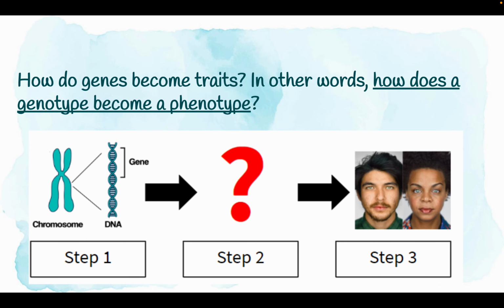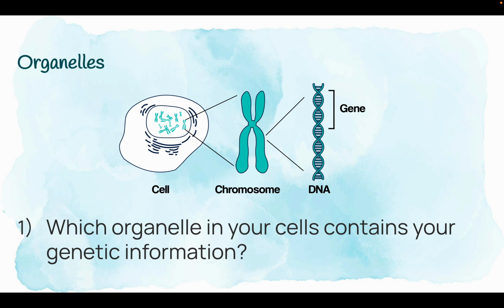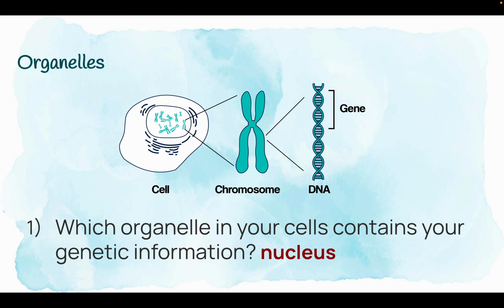So as a reminder, in step 1, we have learned about DNA and our genes. We've also learned about phenotypes and what we look like. And now we're going to talk more about how this occurs. So as a reminder, which organelle in your cell contains your genetic information? Try to write it down before I tell you. Hopefully you said nucleus.